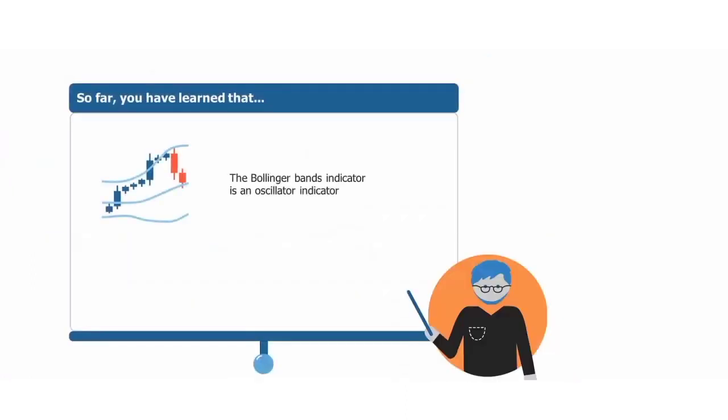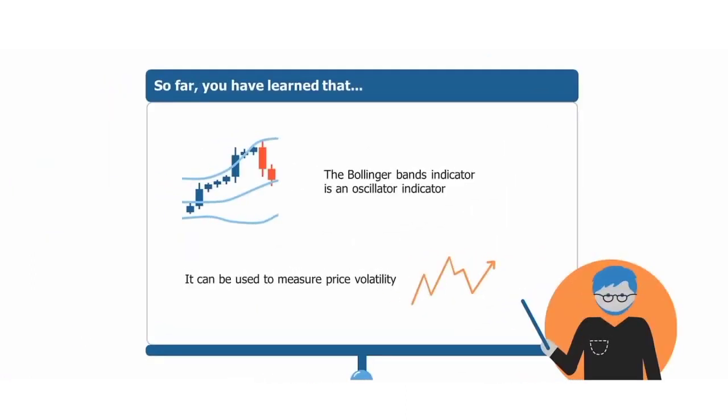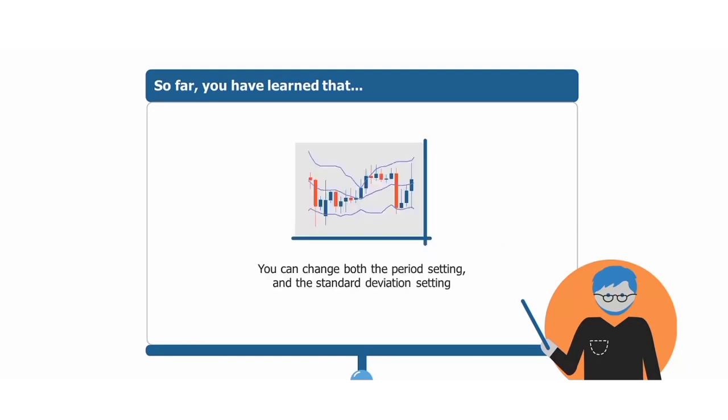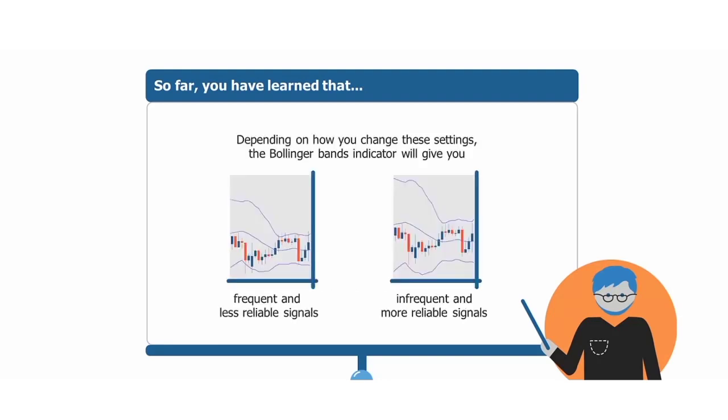So far you have learned that the Bollinger Bands indicator is an oscillator indicator. It can be used to measure price volatility. It can present selling opportunities when an asset is overbought or buying opportunities when an asset is oversold. You can change both the period setting and the standard deviation setting. Depending on how you change these settings, the Bollinger Bands indicator will give you frequent but less reliable signals or infrequent and more reliable signals.